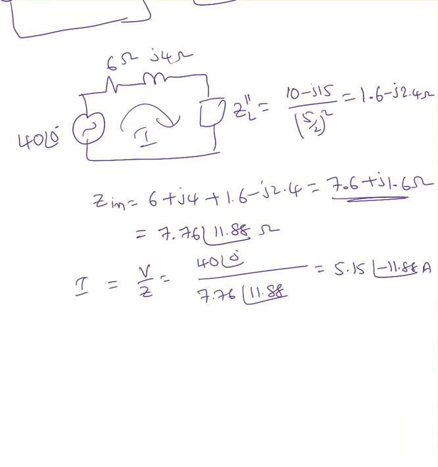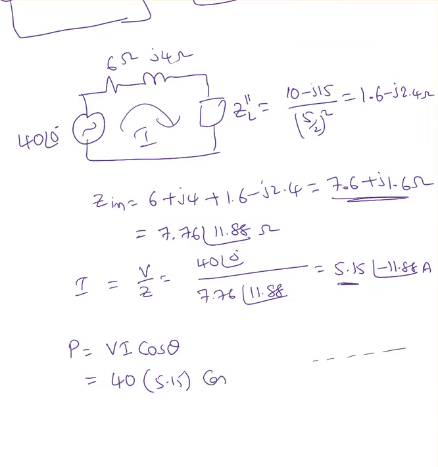So here he's asking about what is the power supplied by the source. P equal to V times I times cos theta. I know V, which is 40 RMS value, and I must be the RMS value, equal to 5.15. What is cos theta? Cos of the angle between V and I.